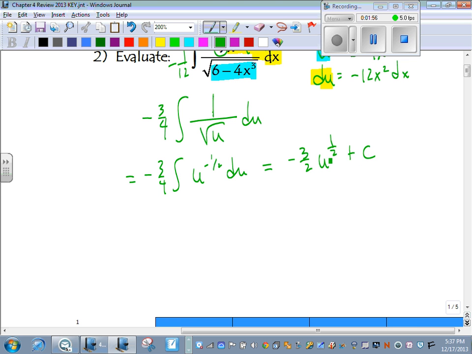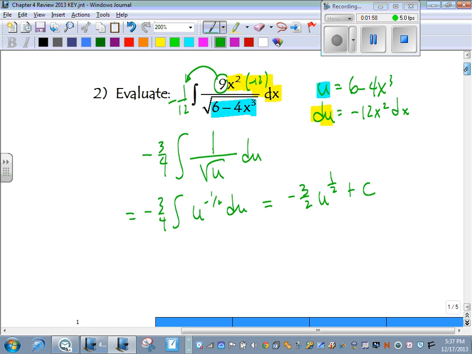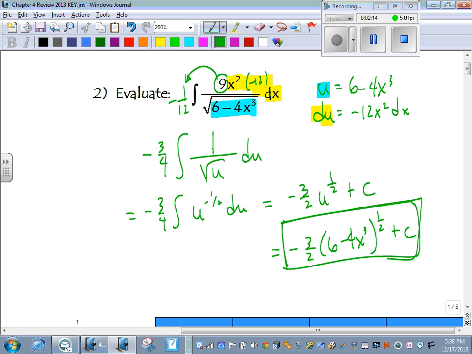And our final answer needs to be back in terms of x, so I'm going to substitute in what u is equal to in terms of x. So we get negative 3/2 times 6 minus 4x cubed to the 1/2 plus c. You can leave it like this if you want, or since this is raised to the 1/2 power, we can write it as negative 3/2 times the square root of 6 minus 4x cubed plus c. Either way is fine.